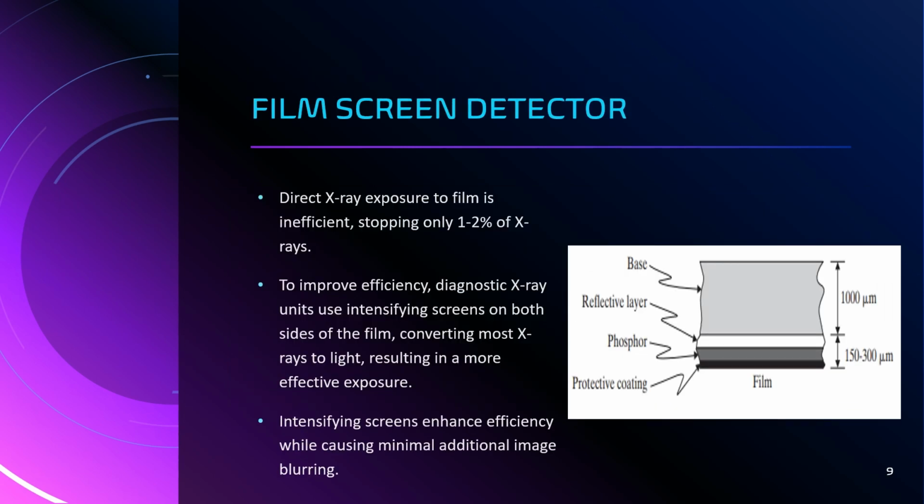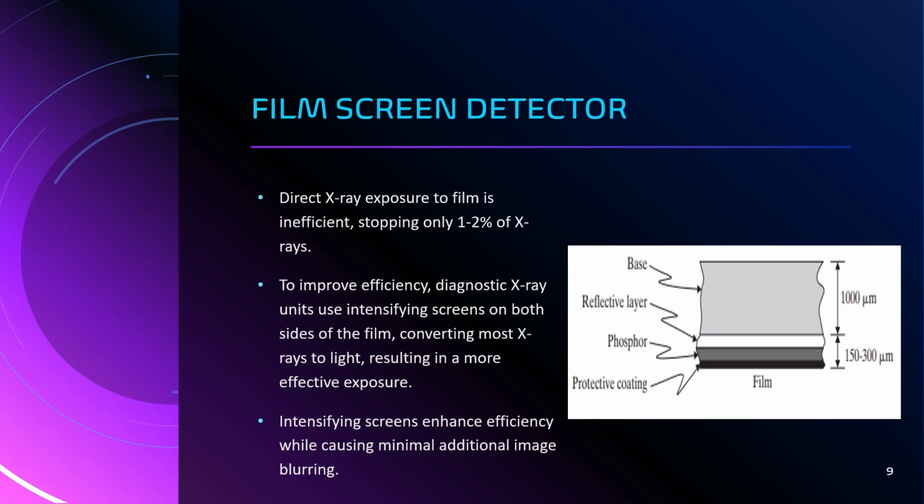Now coming over to the most important part of instrumentation, that is the film screen detector. The film screen detector consists of two essential parts, the film itself and the screen. The film is typically crafted from light sensitive materials like silver halide crystals, while the screen contains phosphor crystals.